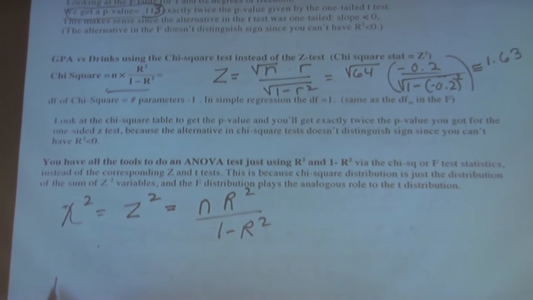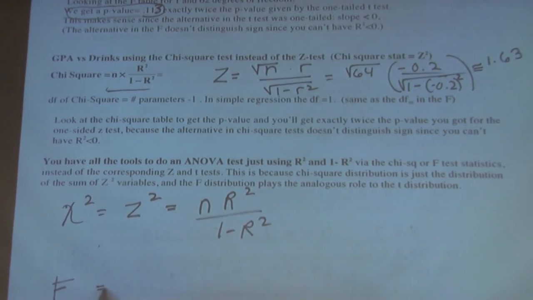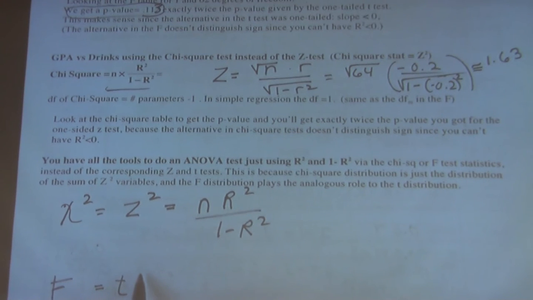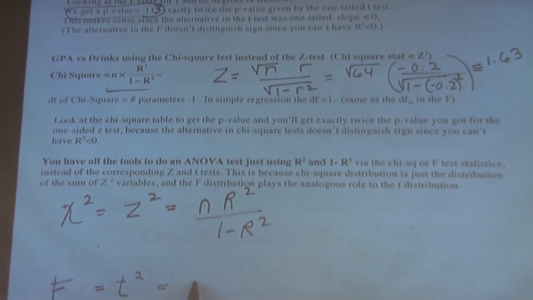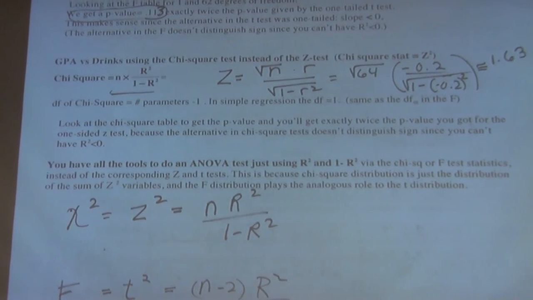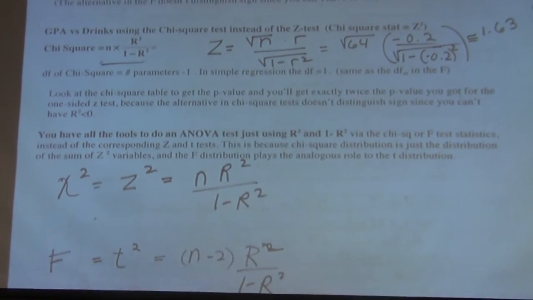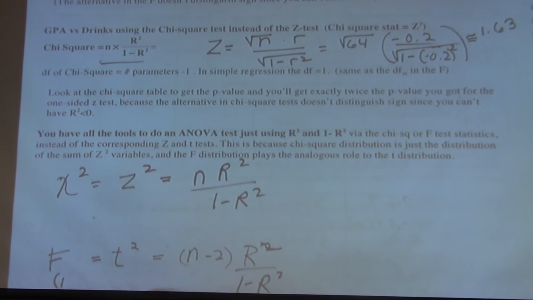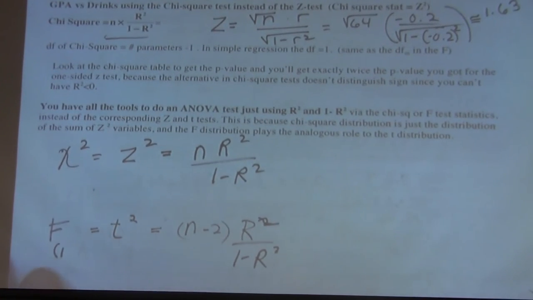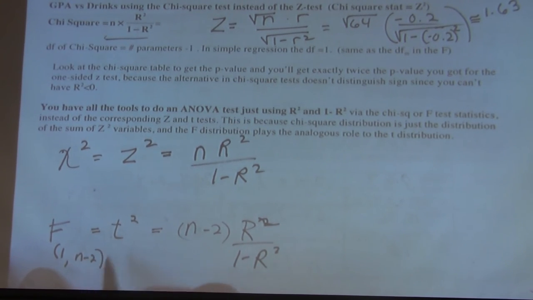So the F is equal to the t squared, which is equal to n minus 2 times r squared over 1 minus r squared. Right? And so this is the F with 1 degree of freedom in the numerator, and n minus 2, and this t has n minus 2 degrees of freedom.